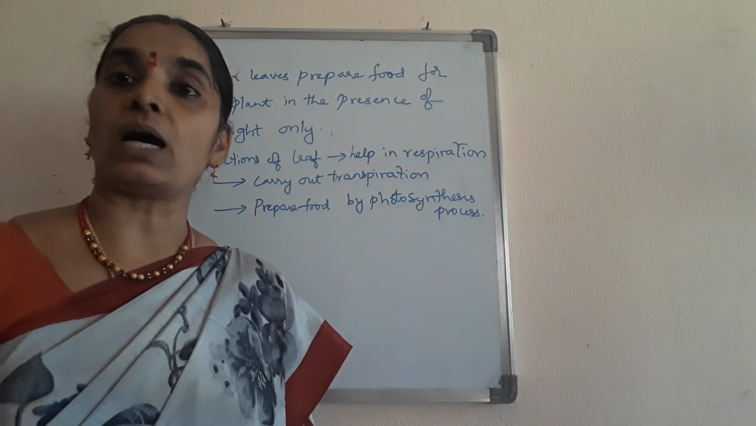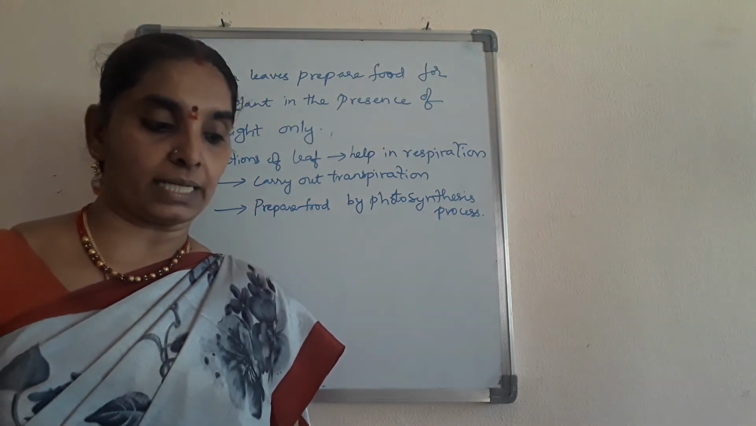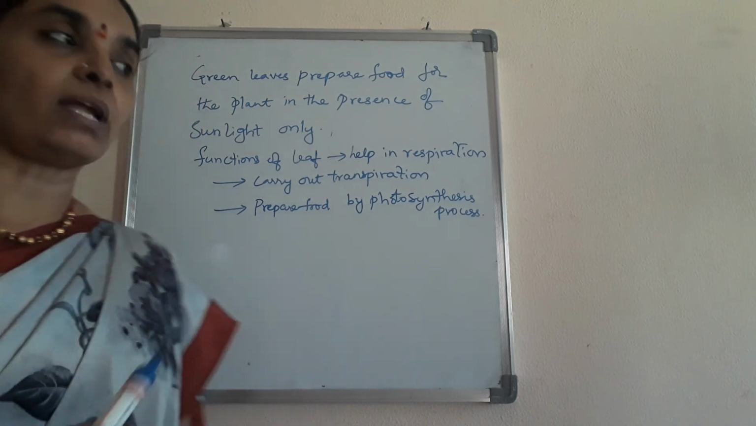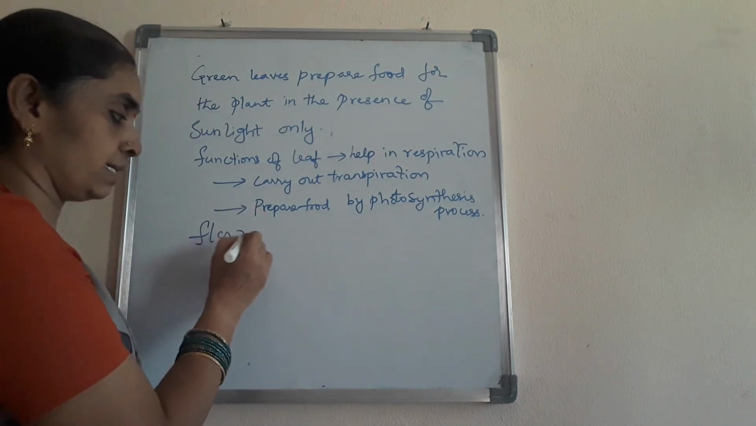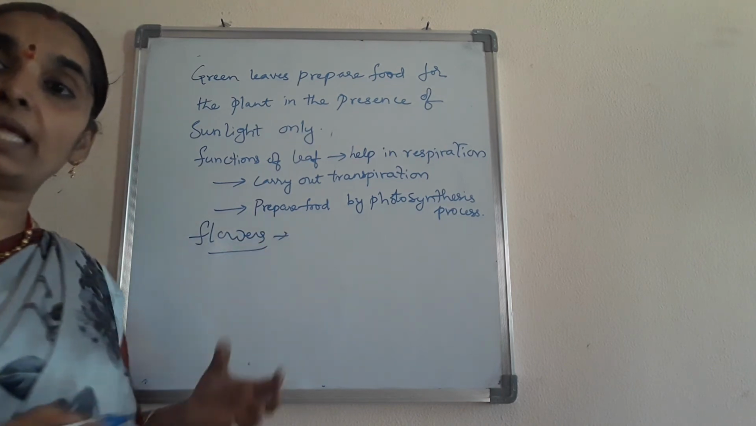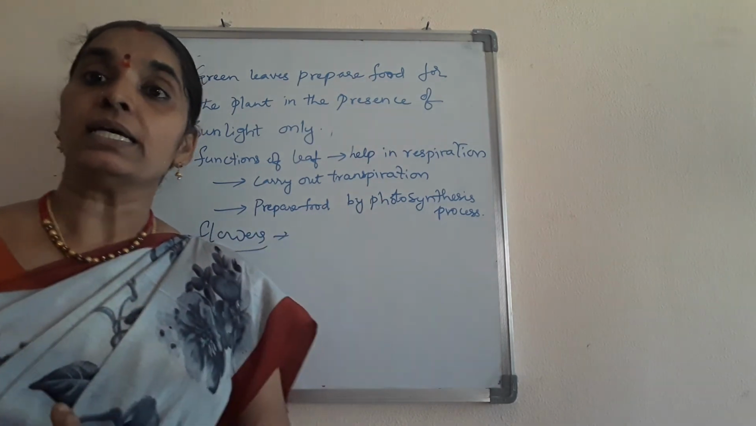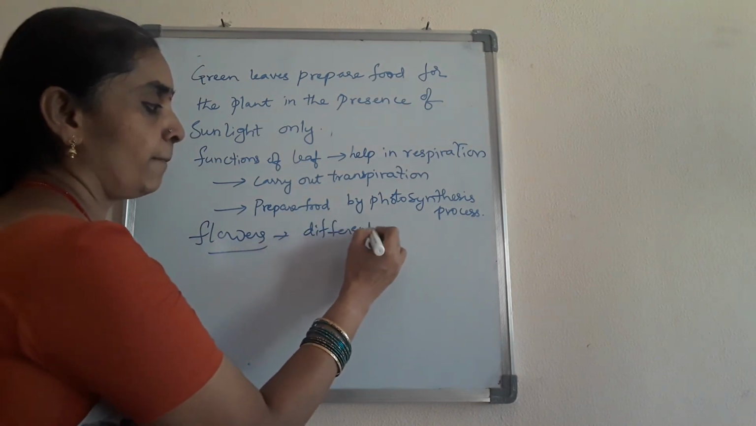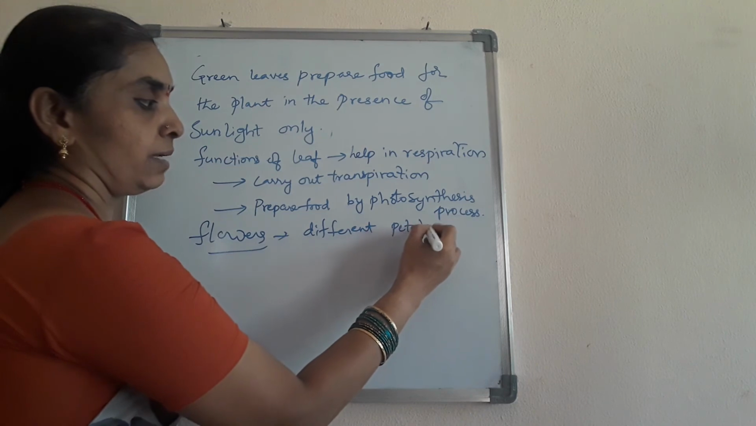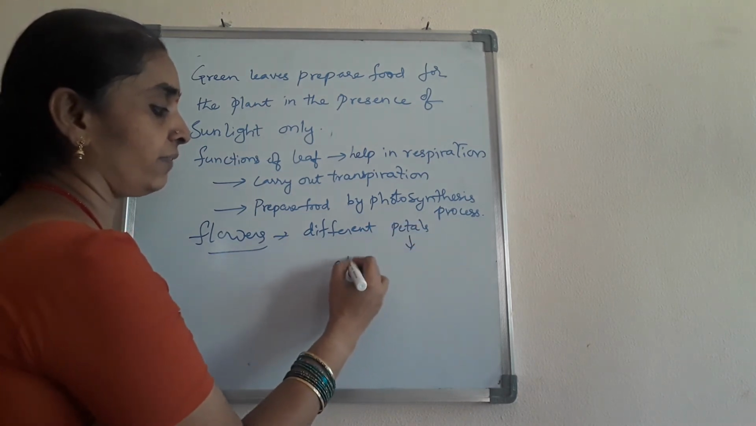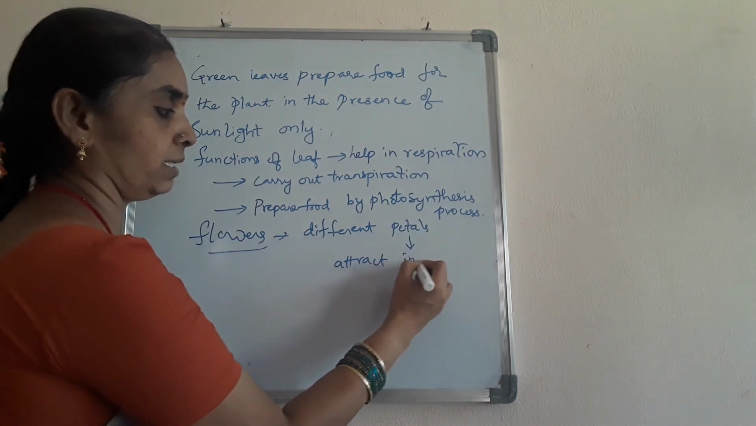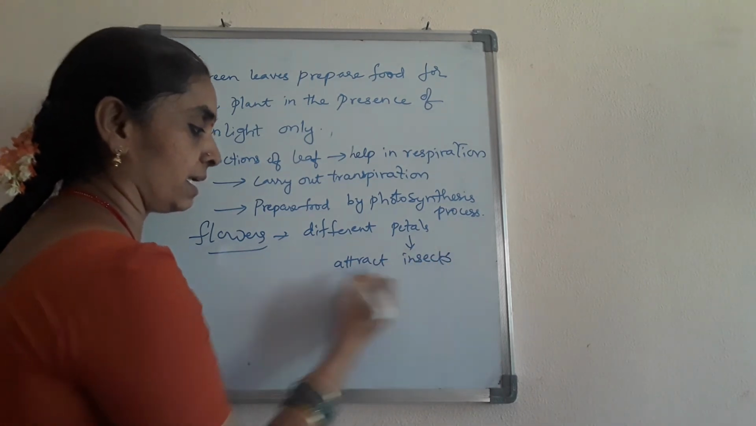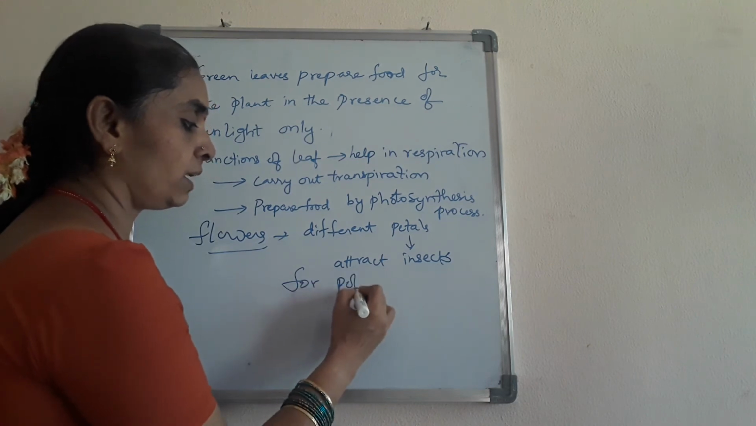Okay children, next we'll move to the functions of the flowers that are present in the plant. Flowers normally are of different colors, isn't it? They have petals which attract the insects for pollination. So flowers have different petals, isn't it? These petals attract insects for pollination. So this helps in the reproduction of the new plant.